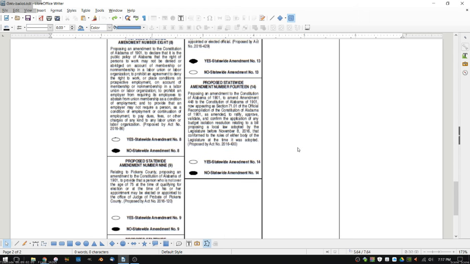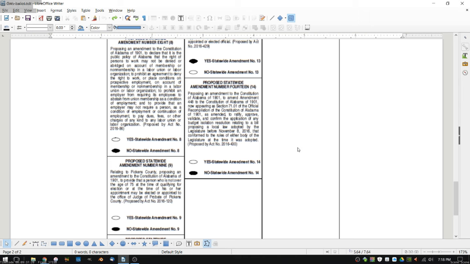Number 14, definitely not. This is a budget mess. There were a lot of local laws that were passed between 1984 and 2016. And if we vote yes on this, it will basically grandfather all those in and give them a rubber stamp of approval. I'm going to say no on that because in 1984, amendment 448 was added to the state constitution. The purpose of that amendment was to encourage the legislature to pass the budget bills before they went about passing any of the other bills.